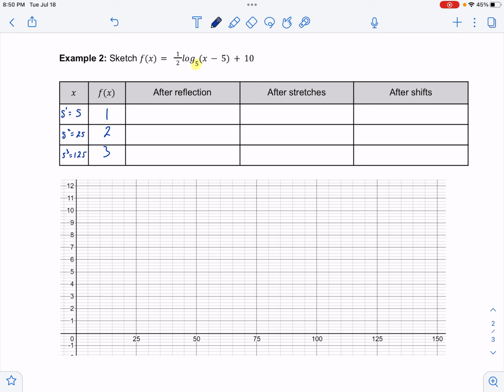I'm going to add these onto my graph. At 5, 1, 25, 2, and then 125 and 3 with a vertical asymptote on the y-axis. And I'm going to try and sketch this to look like a nice smooth curve as best as I can. And it's going to take a really tight turn going down there.